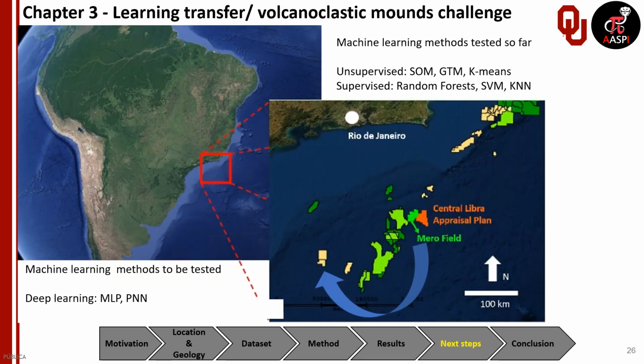Okay. And the next chapter will try to use the training from the Meru data set to predict in a very far away data set from the Bacalhau field. So far we have used unsupervised and supervised learning. We are also going to test deep learning and transfer learning to make predictions here, where we have a challenge, the presence of volcanoclastic mounts.